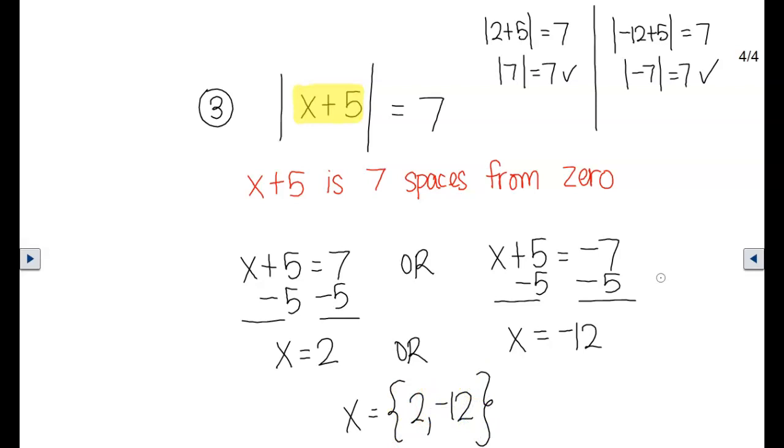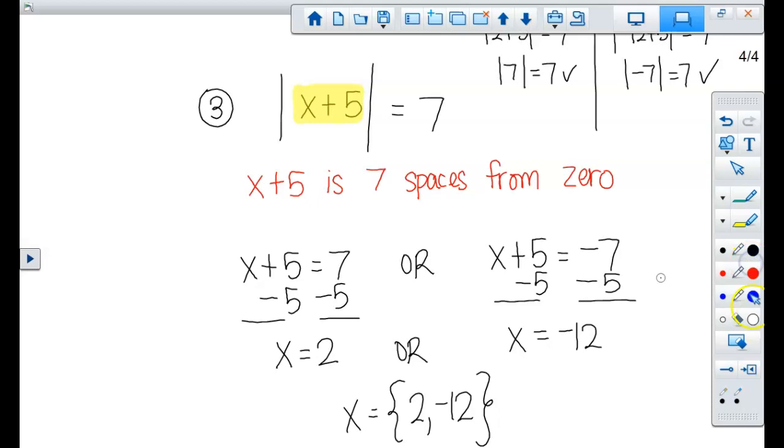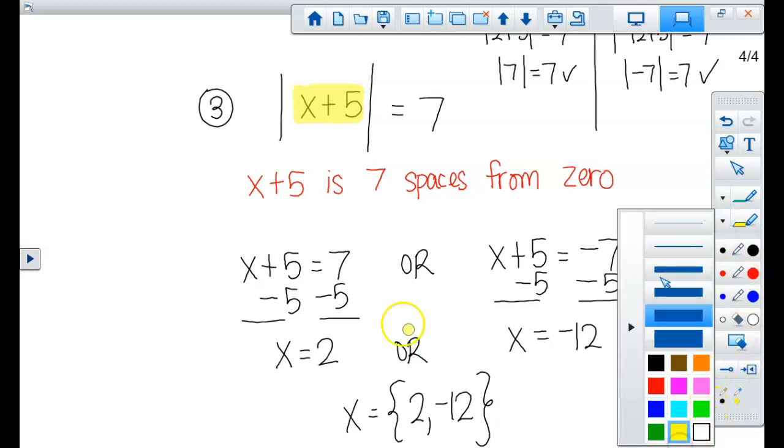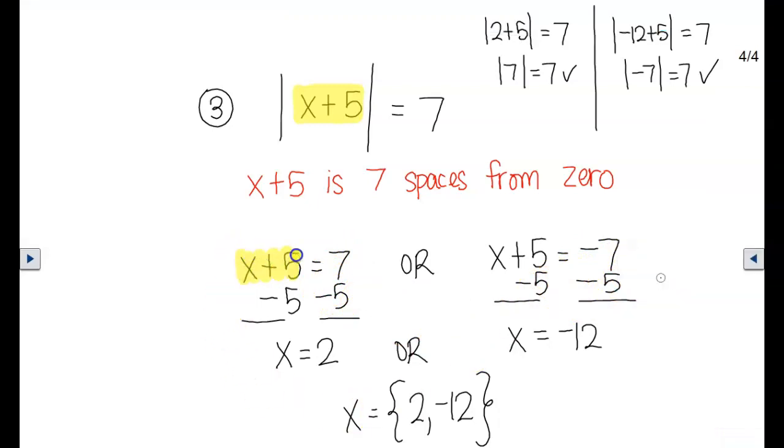So notice what I'm doing every single time. I'm looking at what's in the absolute value bars, and then I'm looking at how many spaces from 0 that needs to be. And then I'm setting up my 2 equations. One is a positive case, one is a negative case. But do notice this. One of my equations says it's equal to positive 7, and the other says it's equal to a negative 7. Do notice that the x plus 5, what's inside those bars, goes in both of those equations. That's common. That's exactly what should be happening here.